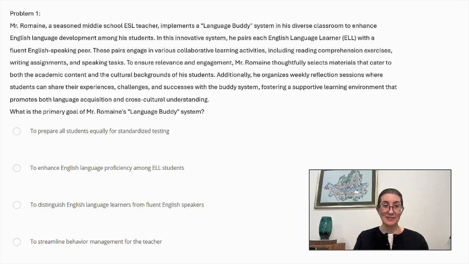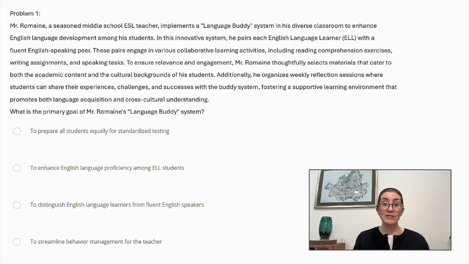Problem number 1. Mr. Romaine, a seasoned middle school ESL teacher, implements a language buddy system in his diverse classroom to enhance English language development among his students. In this innovative system, he pairs each English language learner with a fluent English-speaking peer. These pairs engage in various collaborative learning activities, including reading comprehension exercises, writing assignments, and speaking tasks.